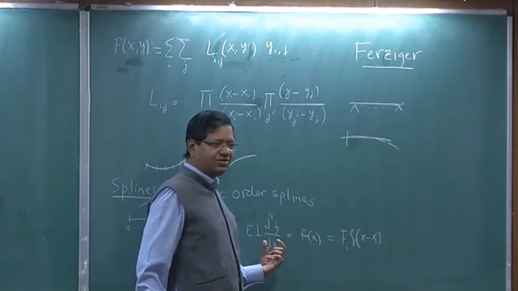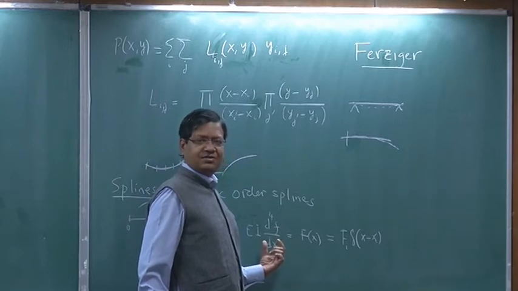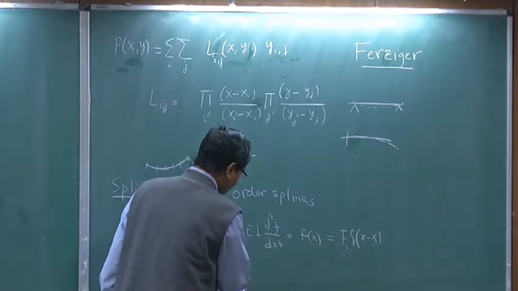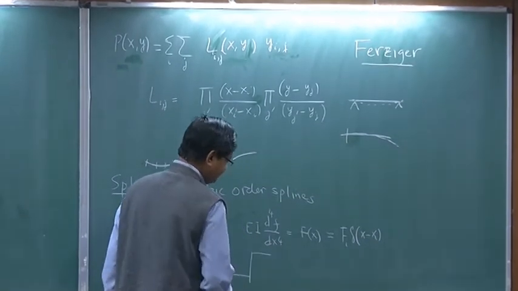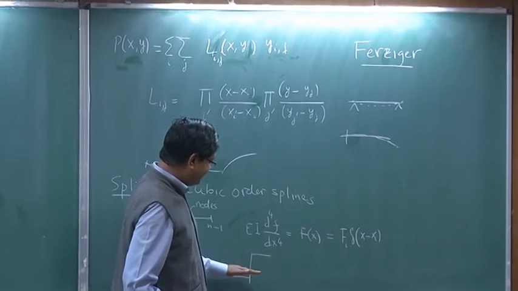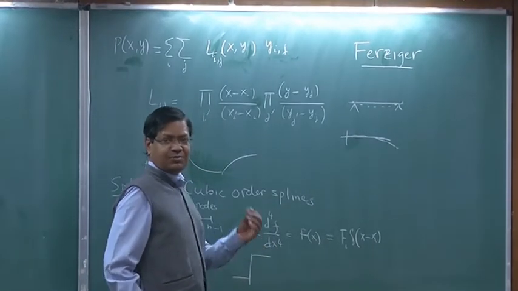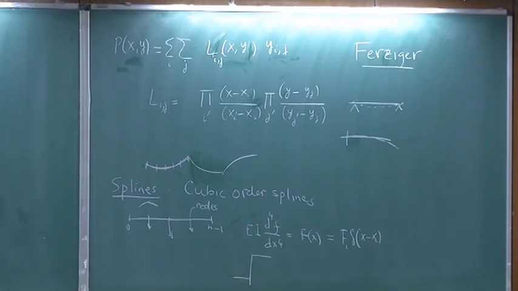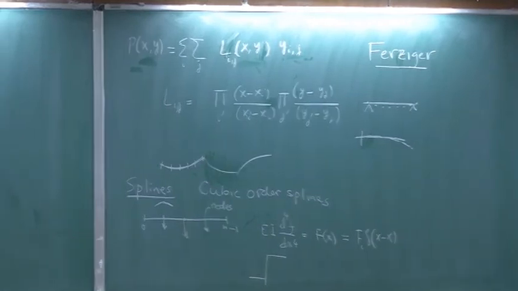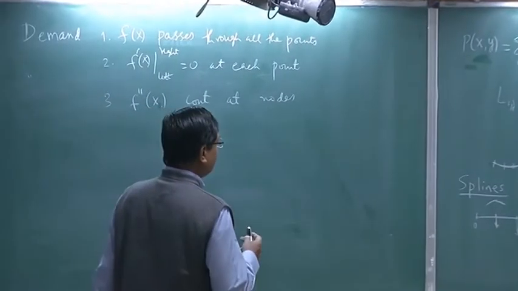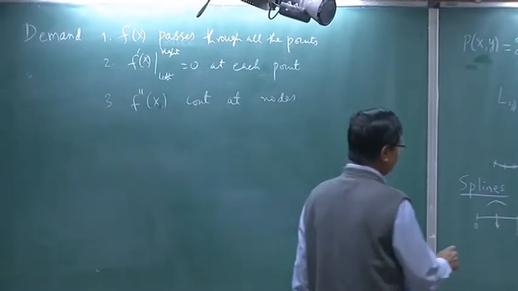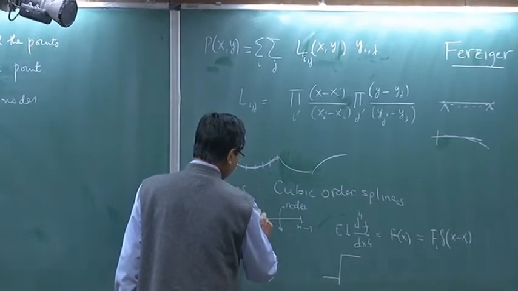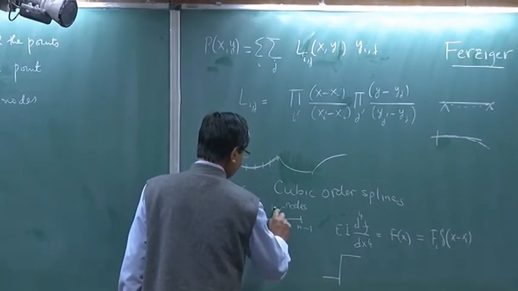So what can you say about the third order derivative? Third order is a step function. So it is constant to the left and constant to the right of each node. So the second order derivative must be linear. Okay, the second order derivative is linear. So I have this set of points. I am going to focus on 3 points: i minus 1, i, and i plus 1.